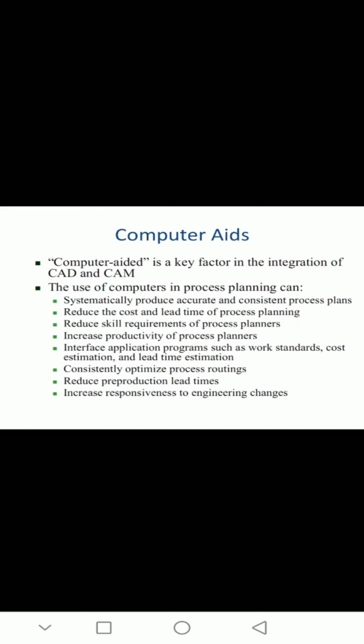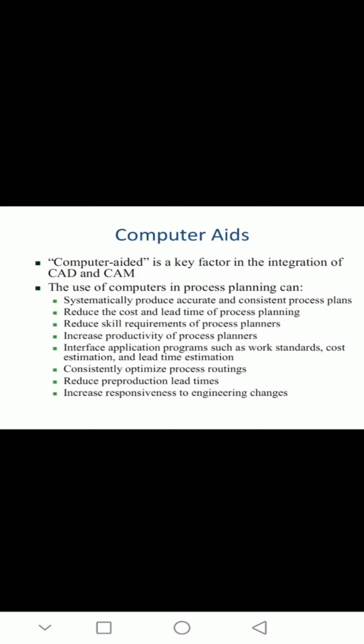In the manual process, the cost associated with the process plan is higher, and the lead time, that is the process plan preparation time, is higher, whereas it is less in the case of a computer aided process plan, and it reduces the skill requirements of a process planner. In the manual process plan, the knowledge of the process planner must be high, whereas in the computer aided process plan the skill requirement is less. It increases the productivity of the process planners.